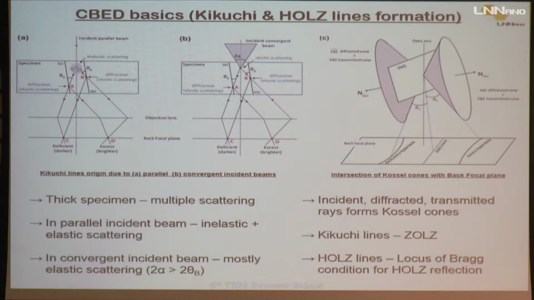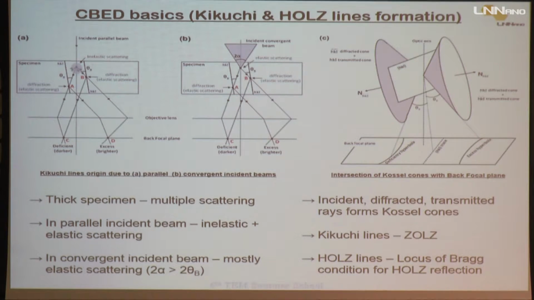And one more important point is Kossel cones. Once after finishing this kind of interaction inside the sample, the multiple scattering, they form a Kossel cone inside the sample, and as they intersect with the back focal plane of your TEM, we get straight lines. They are called HOLZ lines, and mostly the difference from the Kikuchi lines is that Kikuchi lines are a kind of effect from the zero-order Laue zone region, and HOLZ lines are a kind of locus of Bragg condition of higher-order Laue zone regions.